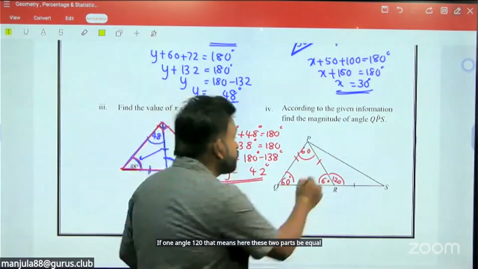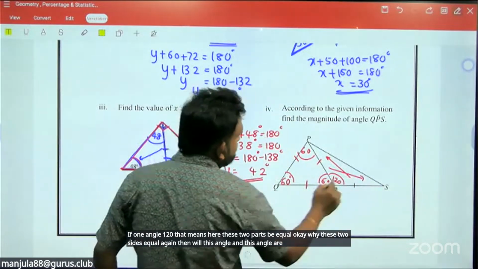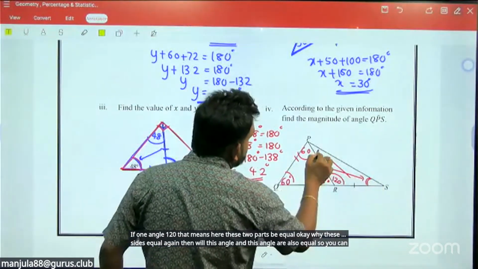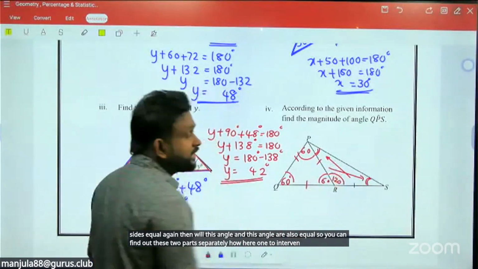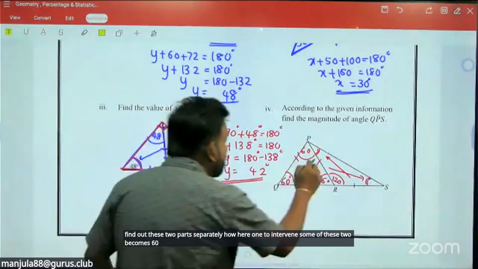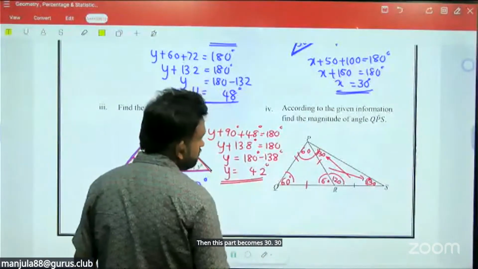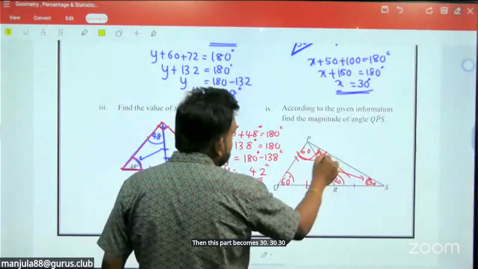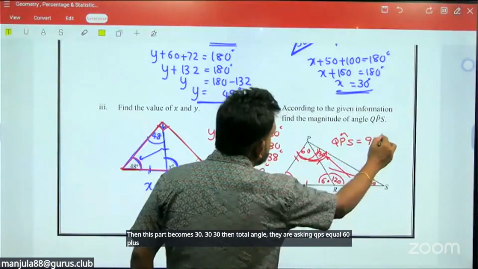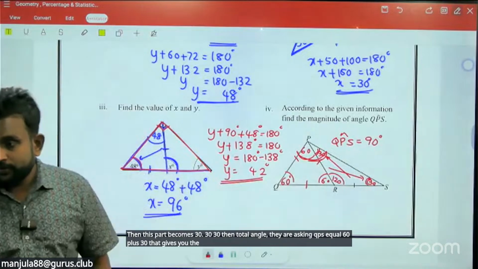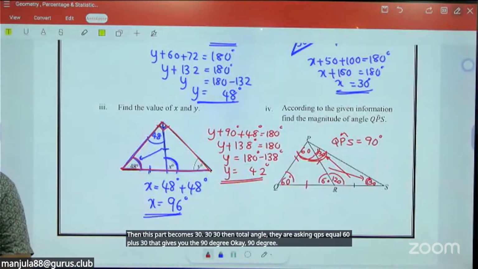Now, if one angle is 120, these two parts are equal. Why are these two sides equal again? Then this angle and this angle are also equal. So you can find these two parts separately. Here 120 means the sum of these two is 60, then each part becomes 30, 30. Then the total angle they are asking, QPS, equals 60 plus 30. That gives you 90 degrees.